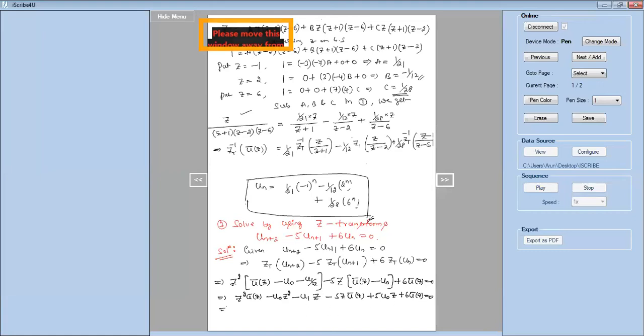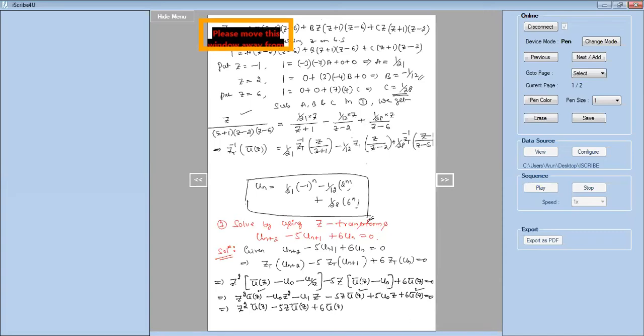Means I'll write this as Z square u bar of Z, this term, and this is the term containing u bar. So I'll write minus 5z u bar of z plus 6 u bar of z. This is also a term containing u bar of z. So these three terms I'll keep in the left hand side and take all other terms to the RHS.